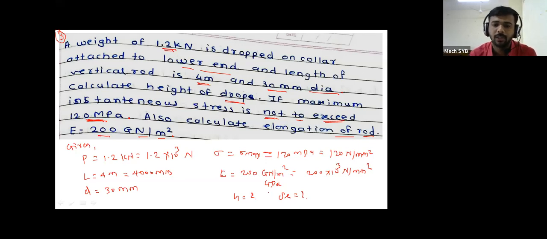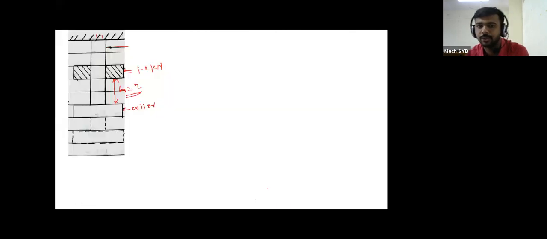So we have to calculate the height. For that purpose, we could use the formula sigma is equal to P upon A in bracket 1 plus 2h upon delta L, in which we have to calculate the height value. But instead of using that particular formula, I will give you a more simplified formula. What is the formula and what is our concept?